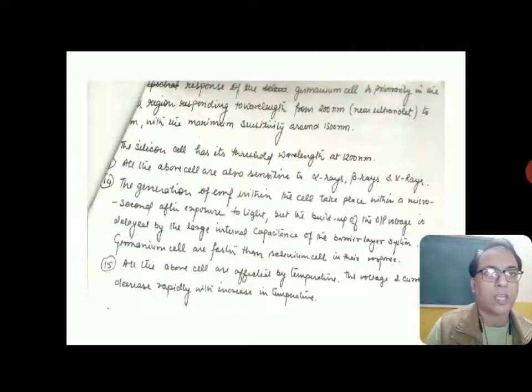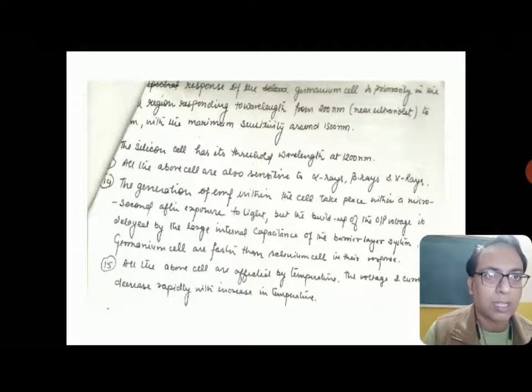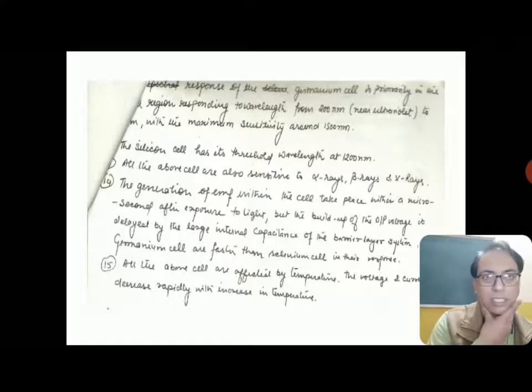The generation of EMF within the cell takes place within a microsecond after exposure to the light, but the build-up of the output voltage is delayed by the large internal capacitance of the barrier layer system. Current generation takes place instantly, but the voltage generation takes some delay due to the capacitance of the barrier layer. The germanium cells are the fastest, and the silicon cells are faster than the selenium cells in their response. The fastest is the Ge cell.